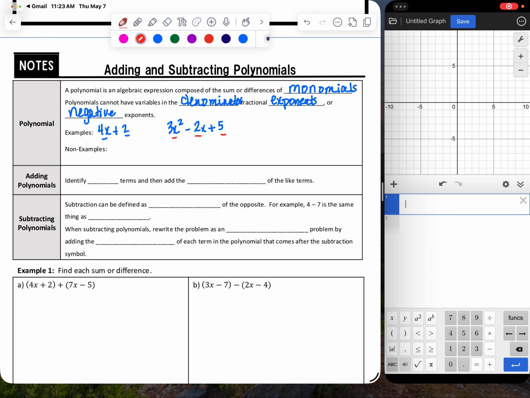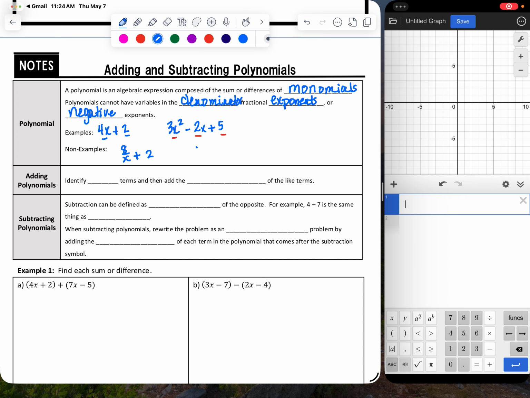Now, something that could not be a polynomial would be like, I don't know, 8 over x plus 2. Yes, we do have two terms that are combined with addition, but a polynomial cannot have a variable in the denominator. So that would not be a polynomial.